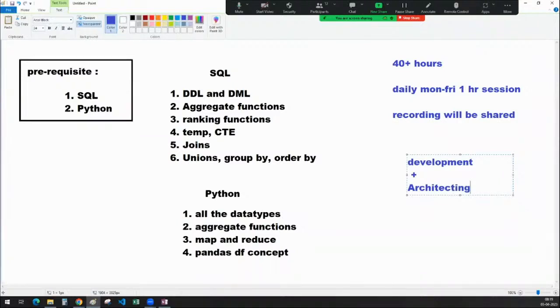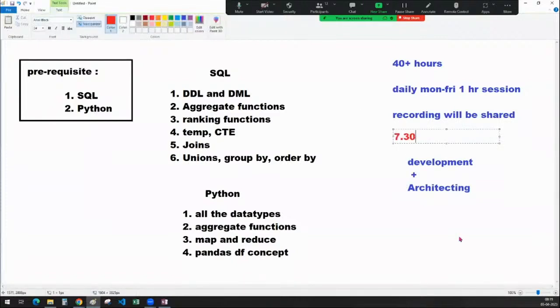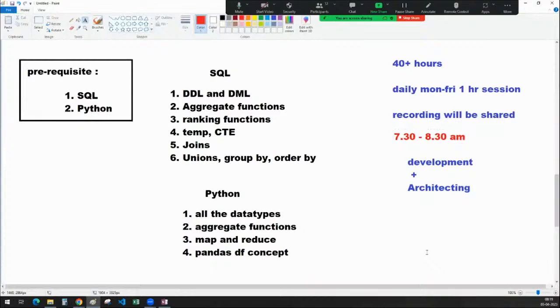So the timings, I actually forgot to mention the timings, guys. The timings are the same, guys, 7:30 to 8:30 a.m. Okay, same timings every day. Okay, so these are the timings. Any questions anyone is having?